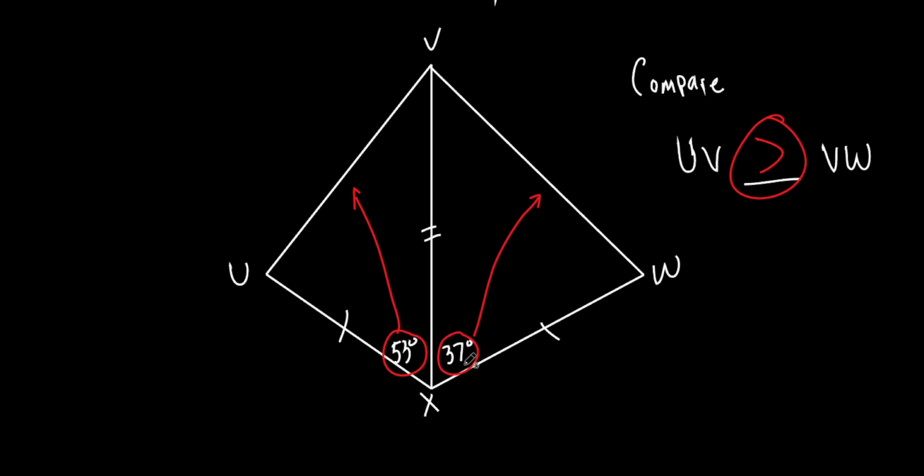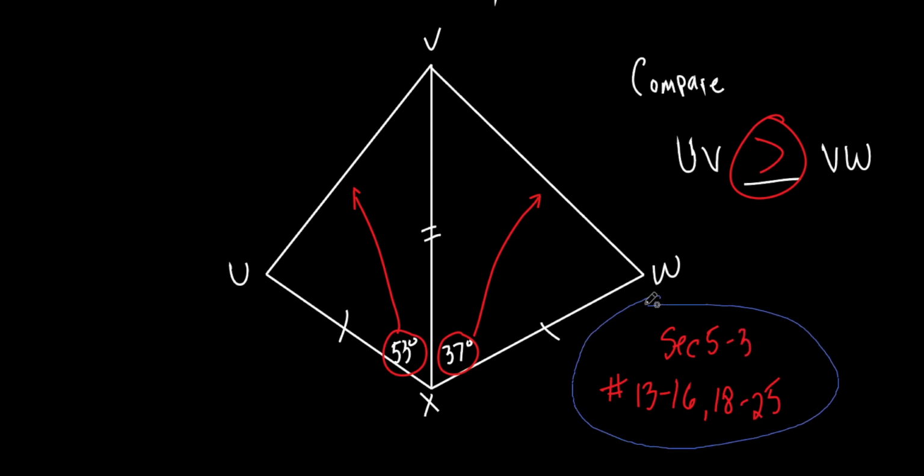Hold on a second. It's 13 to 16 and 18 to 25. Good. 13 to 16 and 18 to 25. Well, you can just look at section 5.3. If you go to section 5.3, there's only one homework section. Just find the numbers. Okay? I don't want this now. I'm collecting it tomorrow. And cut the edges off.